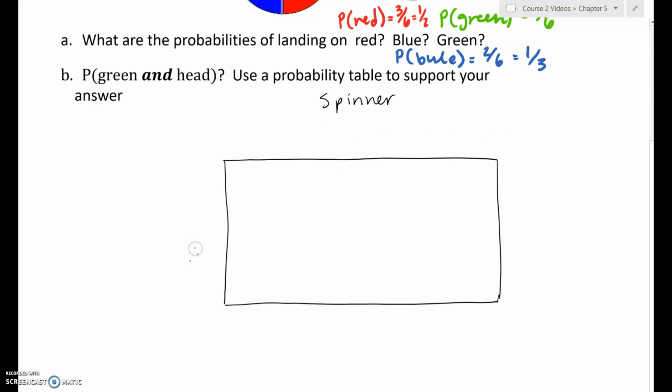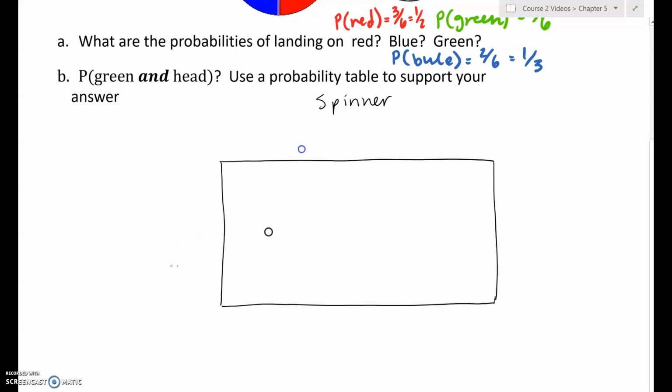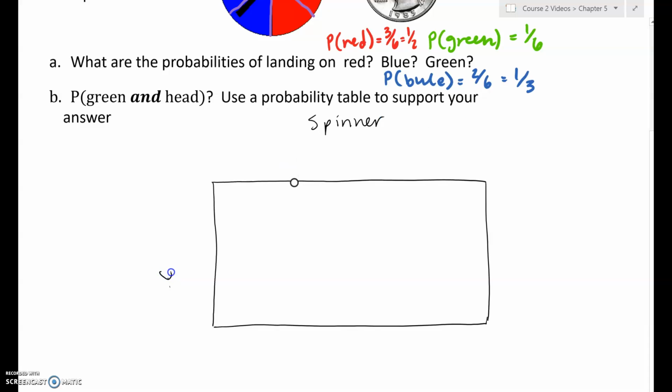Coin. The coin's pretty easy. A coin only has 2 outcomes. For the event of flipping a coin, we only have 2 outcomes. We've got a head outcome, and we've got a tail outcome. The probability of it being heads is 1/2, and the probability of it being tails is 1/2.